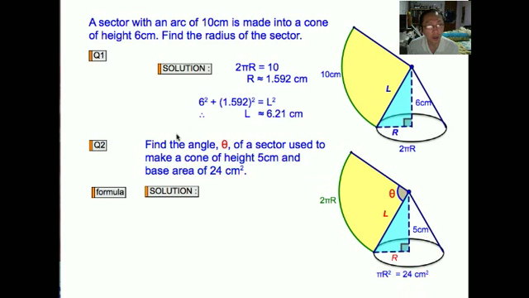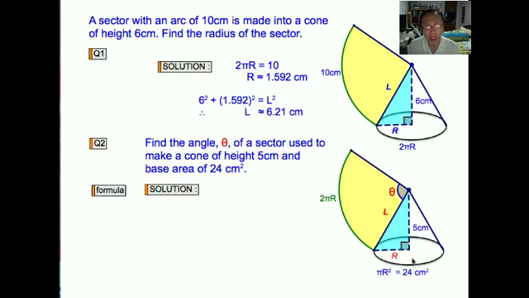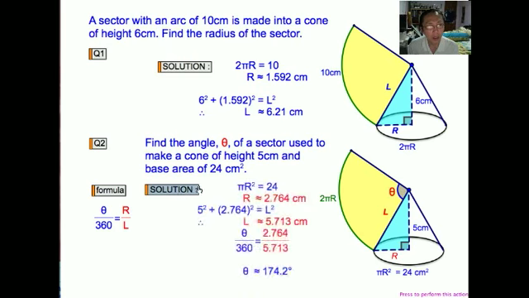In the second question, we are given the height of a cone that is made from a sector with angle theta. The base area is given as 24 cm squared. From the base area, we can find the radius of the base. And once again, using Pythagoras theorem, we can find the slant length. To find the angle, we must use the formula theta over 360 equals r over L. r is found from the base circumference, and L is found using Pythagoras theorem. And using the formula, we can find that the angle is 174.2 degrees.